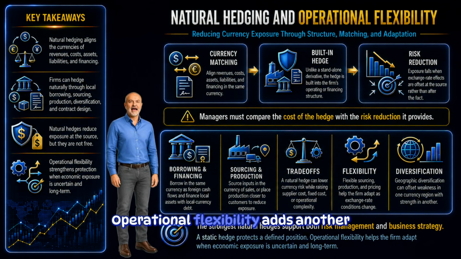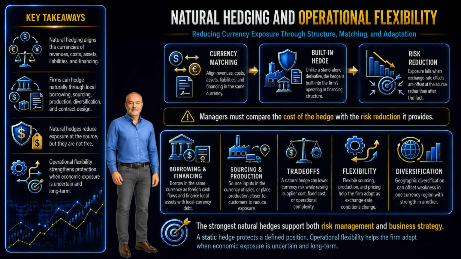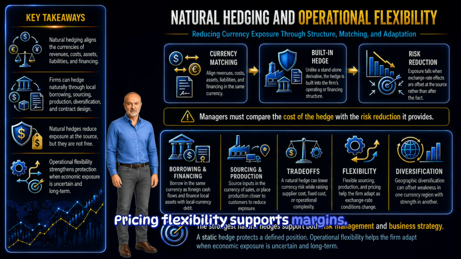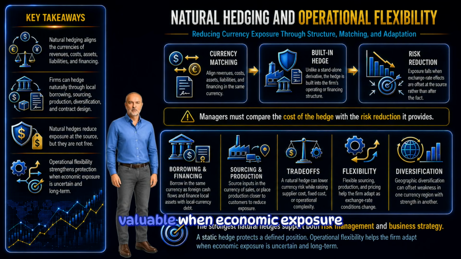Operational flexibility adds another layer of protection. Flexible sourcing allows purchases to shift among suppliers. Flexible production allows output to move among plants. Pricing flexibility supports margins. Product differentiation gives the firm more control over customer prices. Geographic diversification can offset weakness in one region with strength in another. This flexibility is especially valuable when economic exposure is uncertain and long-term.